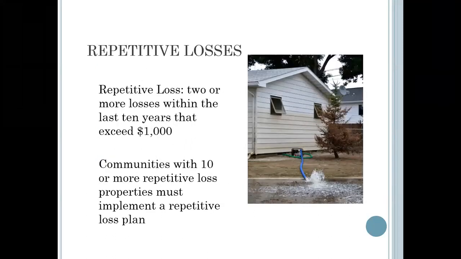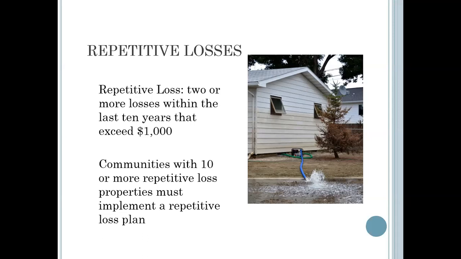So we also have our repetitive loss properties. Again, we've got 4 different definitions of repetitive loss. We have a CRS definition, we have a regular one, and we have a severe repetitive loss. But essentially, a repetitive loss is 2 or more losses within the last 10 years that exceed $1,000 for each loss.